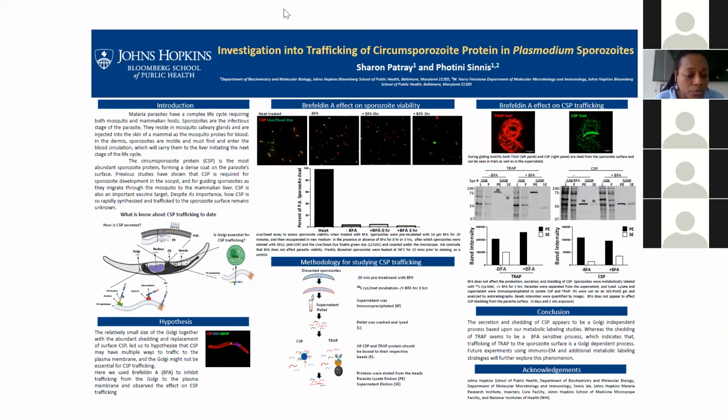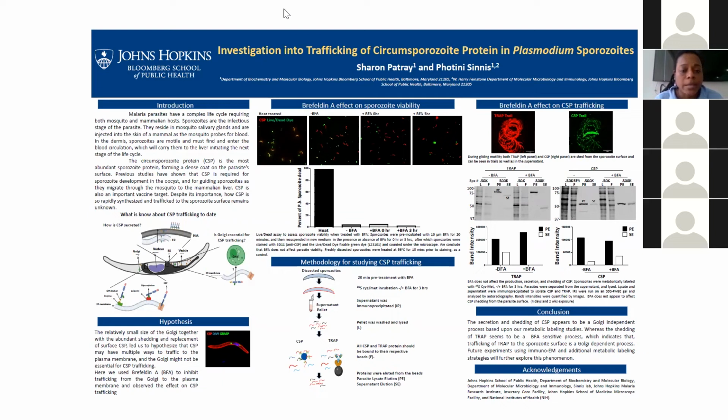To study this, we used the compound brefeldin A, which inhibits trafficking from the ER to the Golgi, and in the process blocks most trafficking to the plasma membrane. Our plan was to use brefeldin A to observe the effect on CSP shedding. To do this, we first did a live/dead assay to assess the effect of brefeldin A on the parasite.